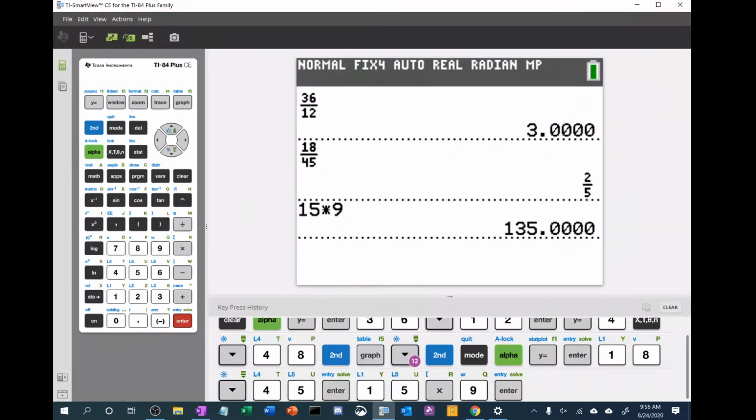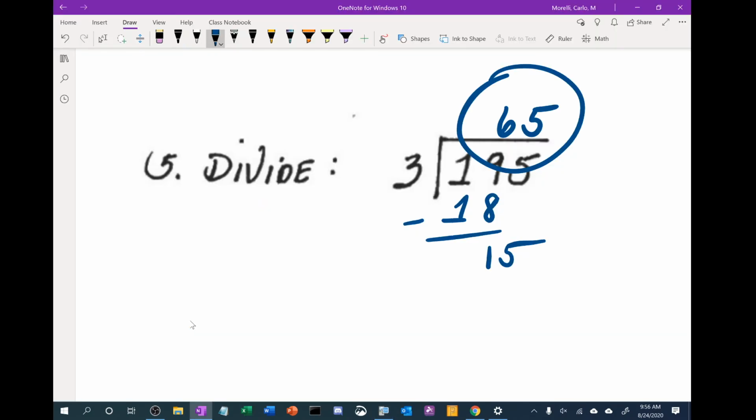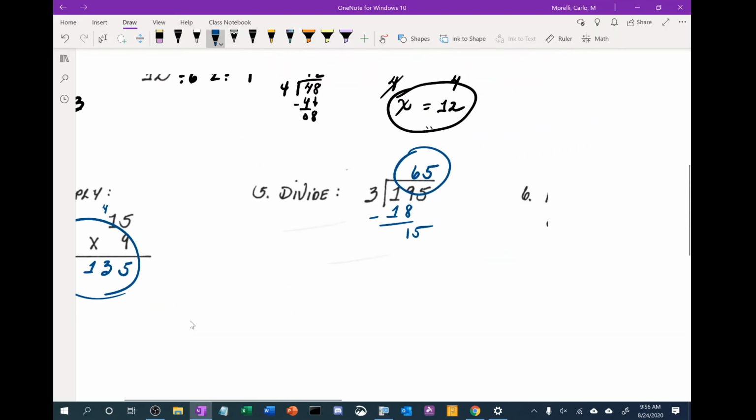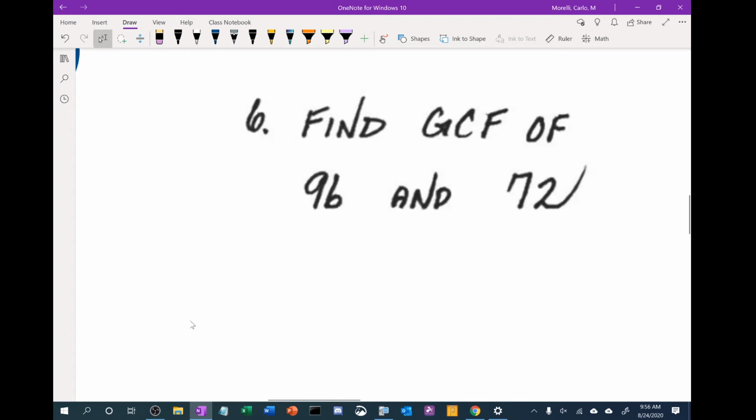Let's check it in the calculator. 195 divided by 3 is 65. Okay. So far, so good. We're moving on to number 6. We're almost done. Find the greatest common factor of 96 and 72.